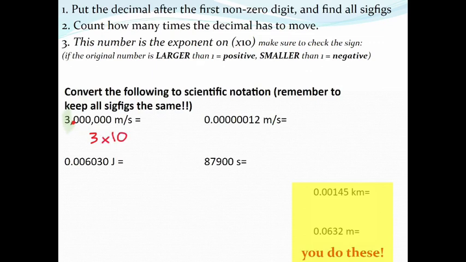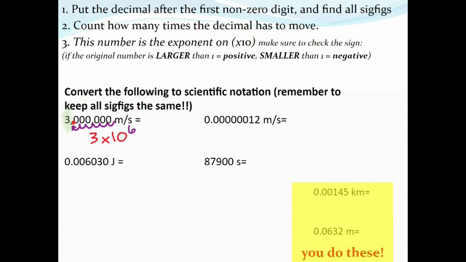That's our base. Then there's times 10. Then we need to count how many times the decimal had to move from where it was, which was understood to be at the end of this number if it wasn't written, to where we put it. And that's 6 times. So that means our exponent here is going to be 6. And that is going to be a positive 6 because 3 million is larger than 1. So 3 times 10 to the 6th is that number.